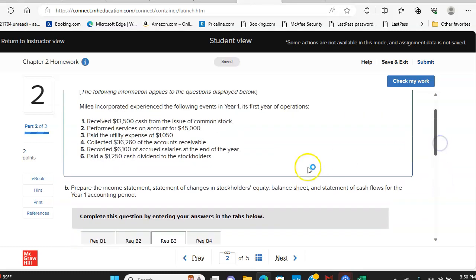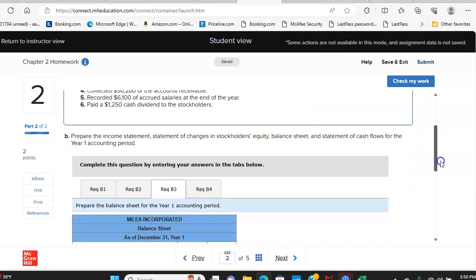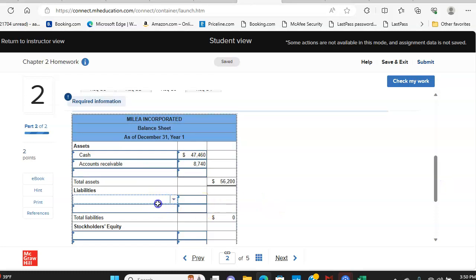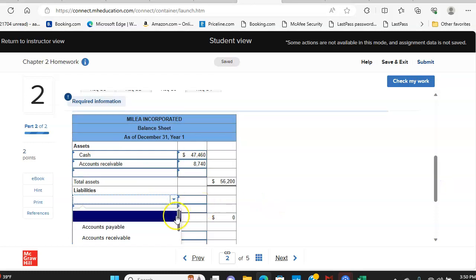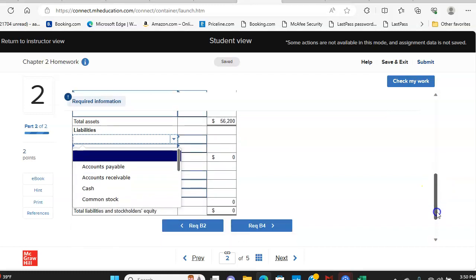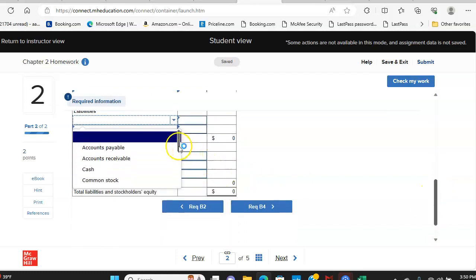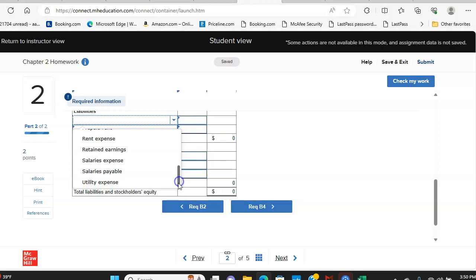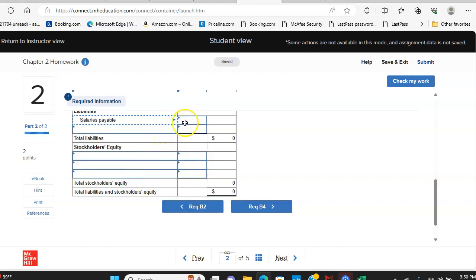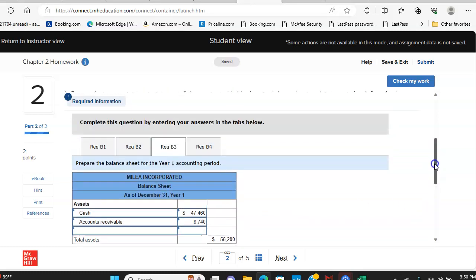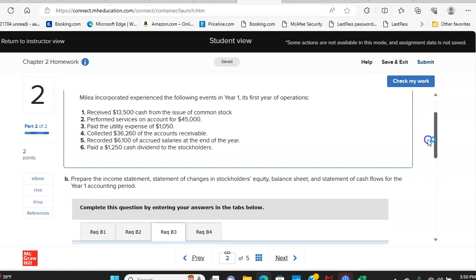Let's see if we have any liabilities. Yes, we do. For liabilities, we have the accrued salaries for 6,100. So under my liability section, I'm going to look for salaries payable. Let's scroll down, see all the accounts. Looking for my salaries payable. There it is. And again, that amount was 6,100. And that was my only liability account, I believe. That's it for my liabilities.